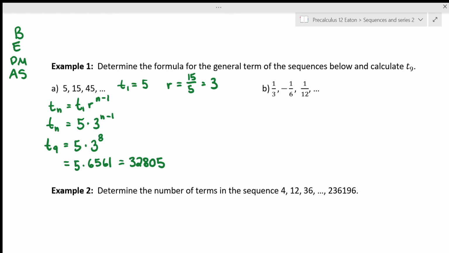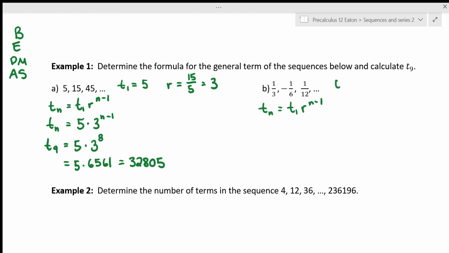Let's try another example. So we've got this lovely sequence here. We've got a negative and it's alternating, so we can see we have a negative common ratio. Got our formula, Tn equals T1 r to the n minus 1.